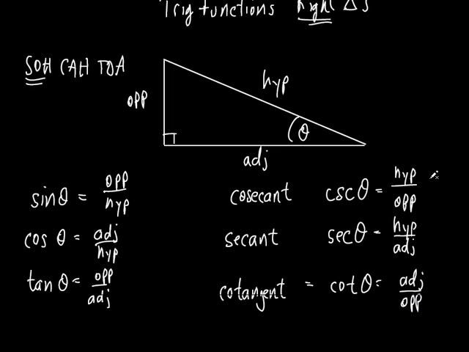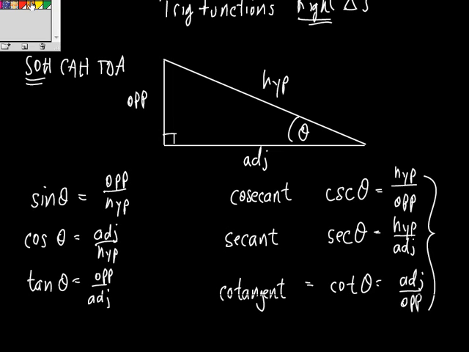Now, do I have these memorized? I don't really have these memorized like I do these, but I do have this memorized. I do memorize that the cosecant is the inverse of the sine. Okay? So I know what the sine is, opposite over hypotenuse, so the cosecant's the inverse, so I just flip it. It's the hypotenuse over the opposite. Same with the secant and the cotangent.